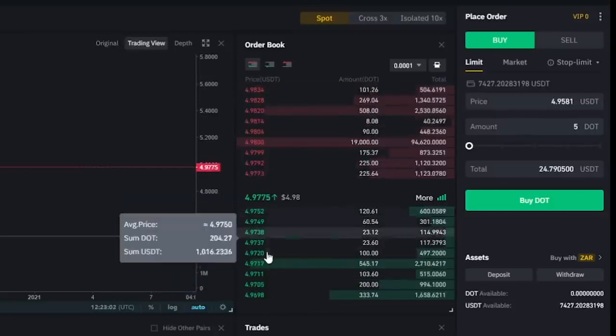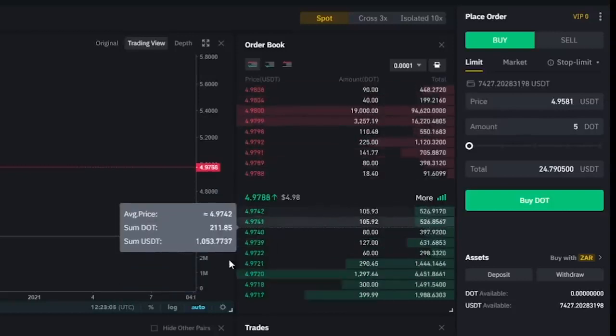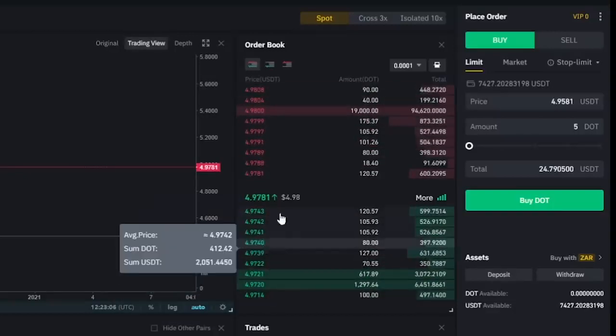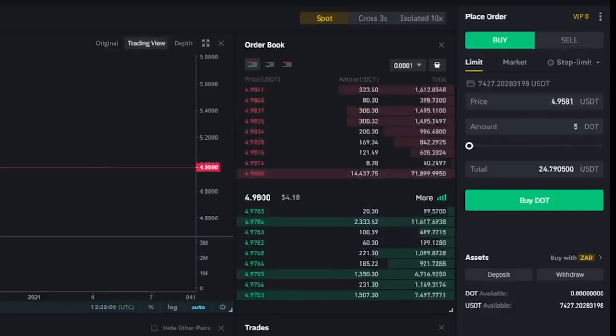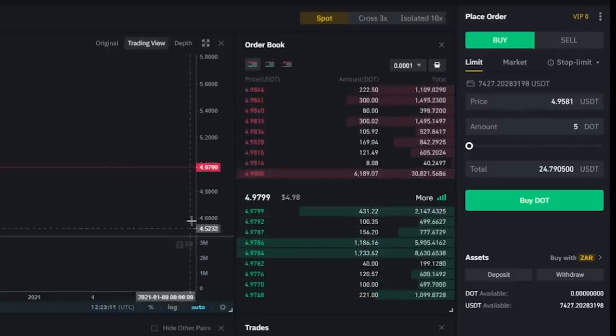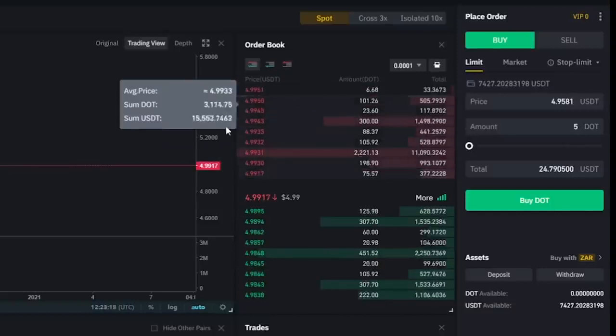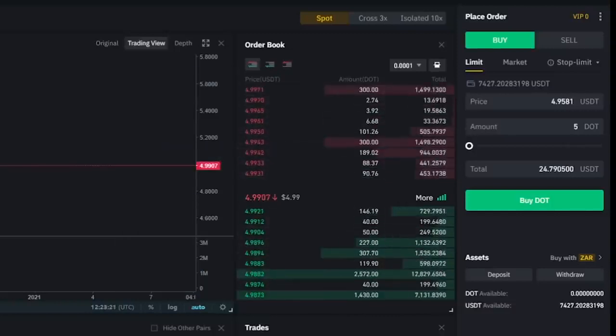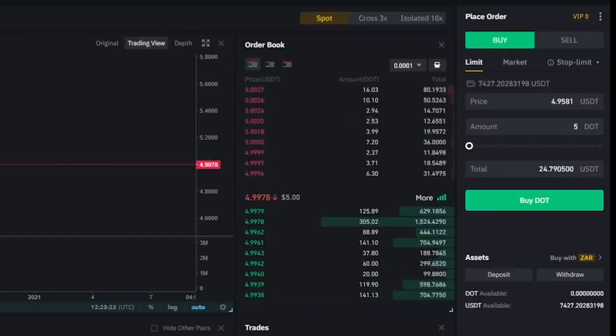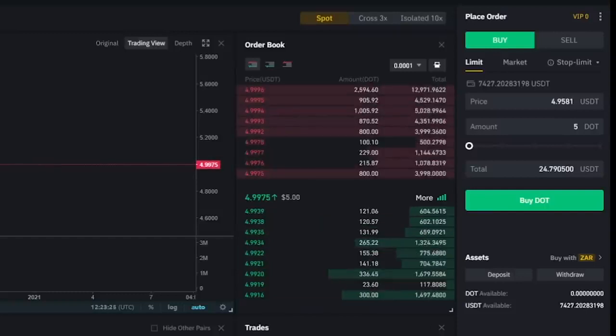These green people are the buyers. Like me right now, I want to buy. It means that I will become one of these people over here, right? So if I want to buy immediately, I'm better off taking a price from here. That's why it's called a taker. If you're buying and you select a price of someone who is selling, it means that you're taking the price that's best available to you.